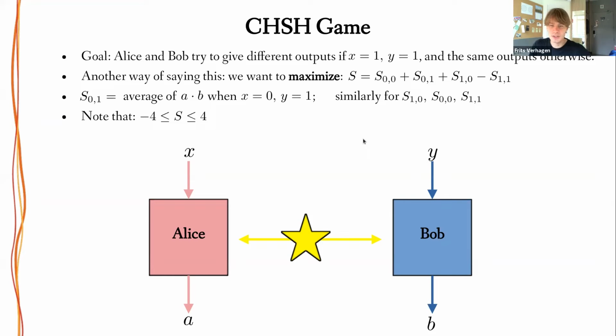Just notice that S is actually at most 4 and at least -4. We can see that because the average can be at most 1 and at least -1, of course. In the best case scenario, S00, S01, S10 are all 1, and S11 is -1. So if you add it up, you'll get 1 plus 1 plus 1 minus (-1) is 4. So S is at most 4.